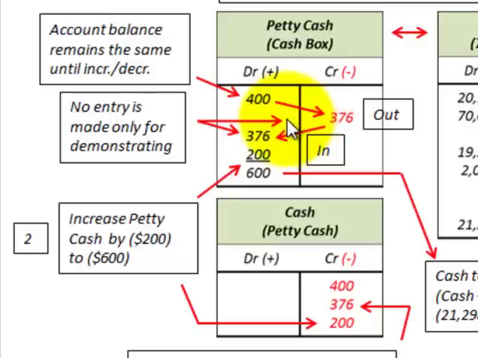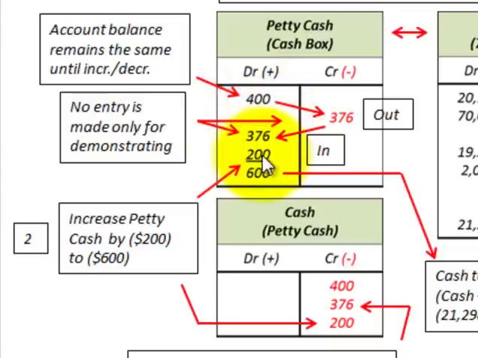Well, what I want to note here is that this entry, where I show the $376 credit and the $376 debit, those aren't actually recorded here. All we record is what we would actually have in this fund when we set it up. In this case, it was $400.